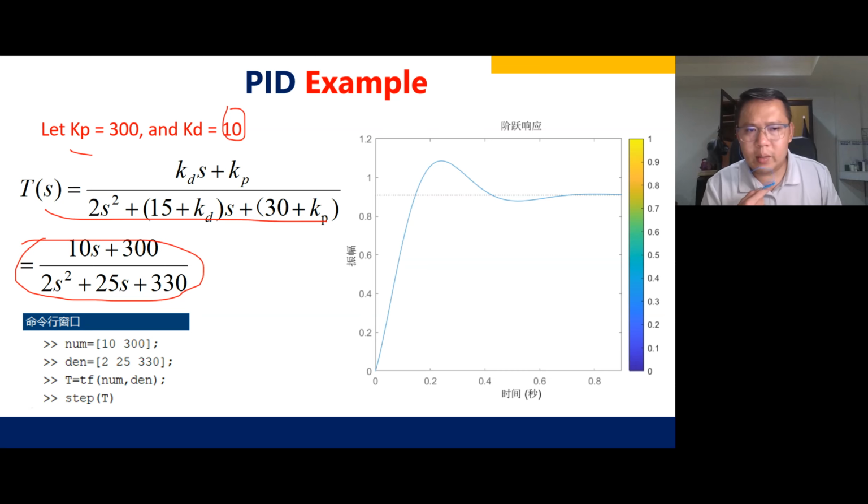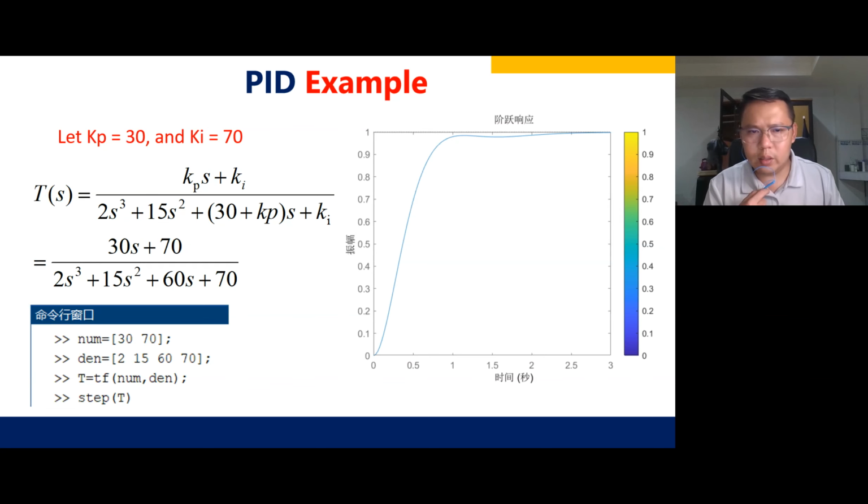We can use MATLAB to calculate. Input num equal to 10 and 300, den equal to 2, 25, 330. Define T equal to tf(num, den) and then use step(T). We can get a graph of the figure like this. We can see that the curve is relatively stable.